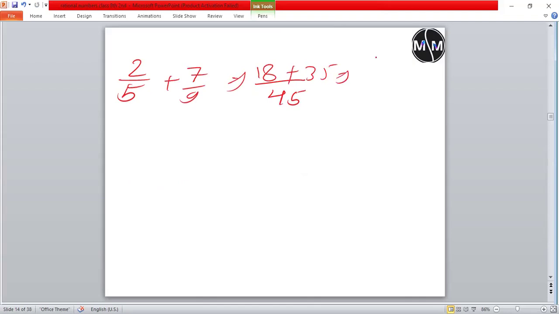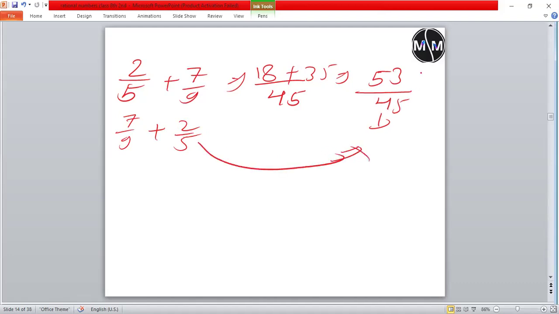For example, we take 2 by 5 plus 7 by 9. The LCM will be 45. 18 plus 35 is equal to 53 by 45. It is a rational number. If I change their positions, that is 7 by 9 plus 2 by 5, does it change the answer? No, the answer will remain the same, which is equal to 53 by 45.